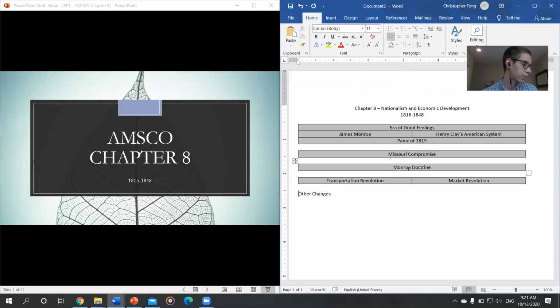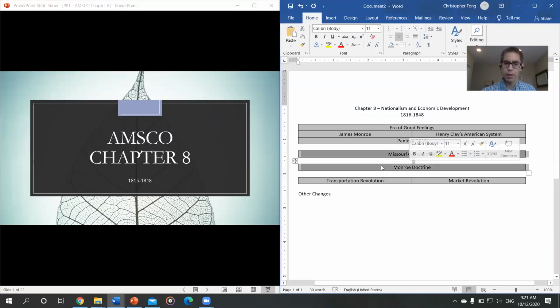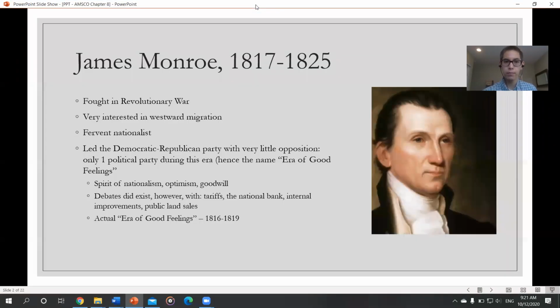So this chapter in AMSCO is called Nationalism and Economic Development. So we'll talk about the economic development quite a bit at the end and also during the American system. And then we'll talk about the nationalism especially during the Missouri Compromise and Monroe Doctrine.